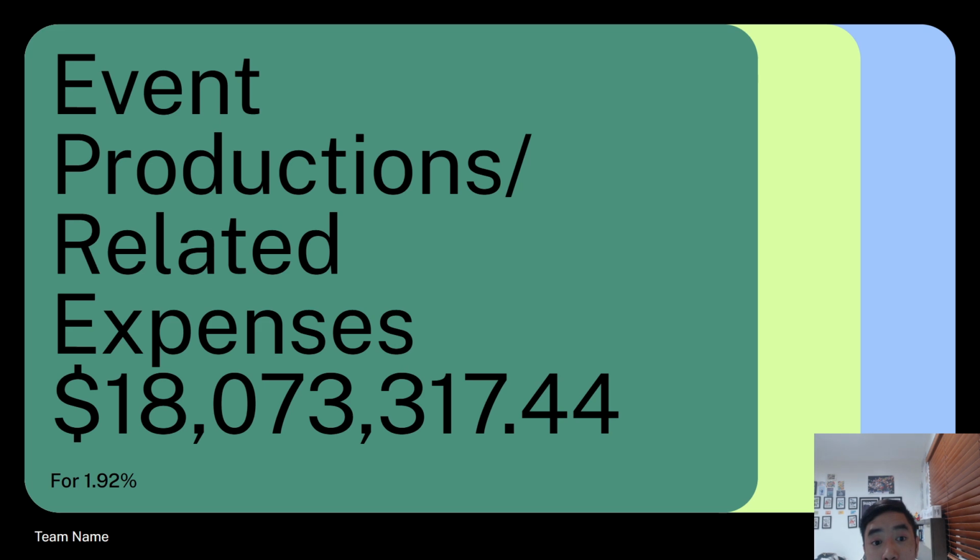And here is the spicy part. Event productions related expenses. This goes with your campaign events. This is where all the money spent for events and related spending is. It'll be $18,073,317.44, which comprised 1.92% of the total spending.